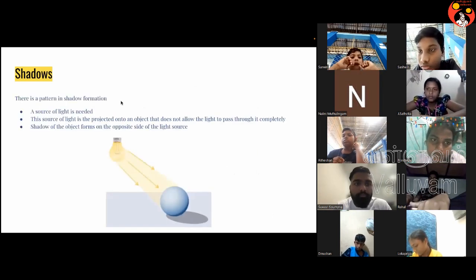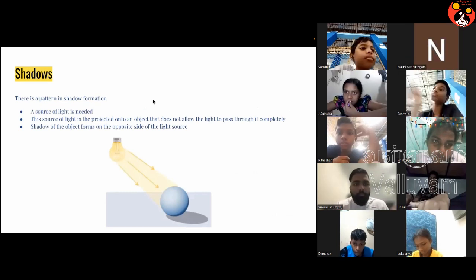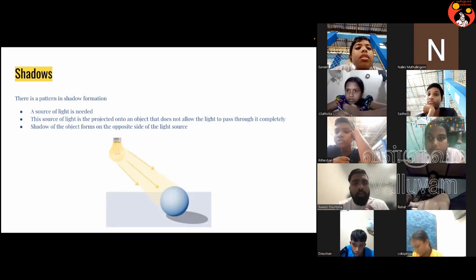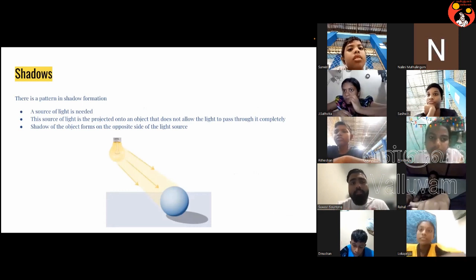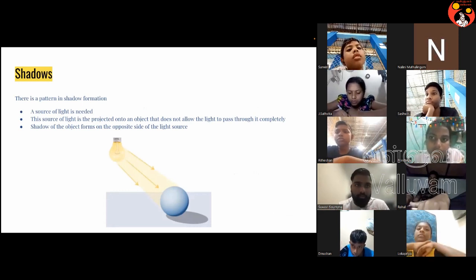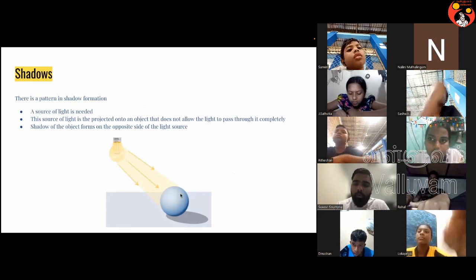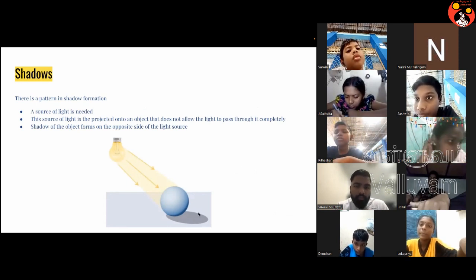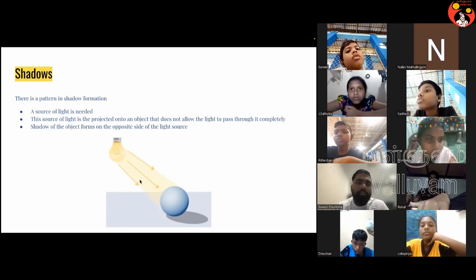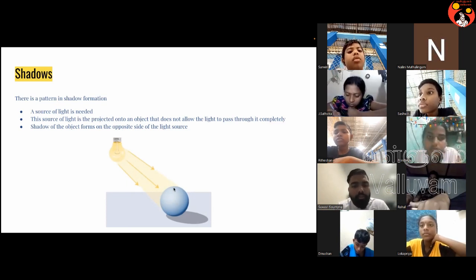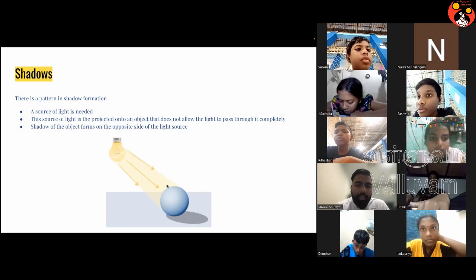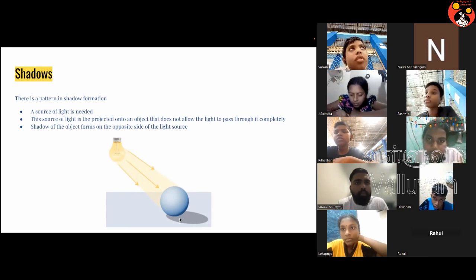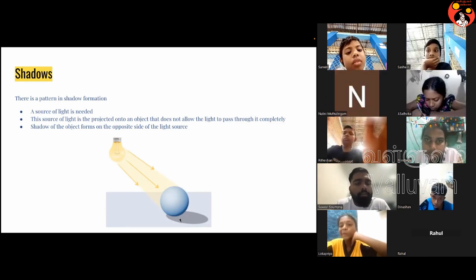Okay, so let's go back. For shadows to form, you need two things. One is a source of light, and two is an object that limits or does not allow the light to pass through. So if this ball was a piece of glass, the light will strike straight through and there won't be a shadow because the glass allows the light to pass through. Because this one is a ball, the light is coming here, getting blocked by the ball, which then creates the shadow on the bottom. Does that make sense? Any questions there?